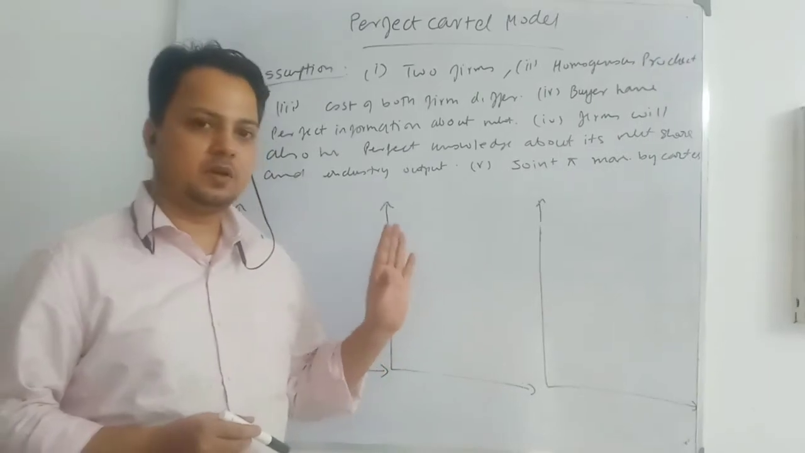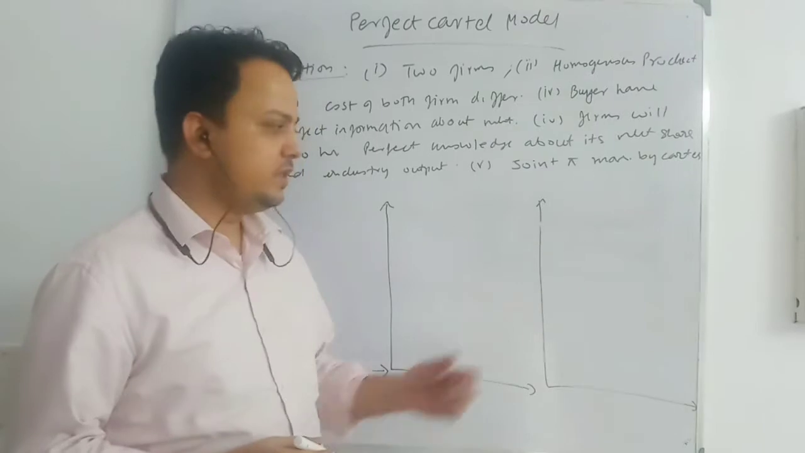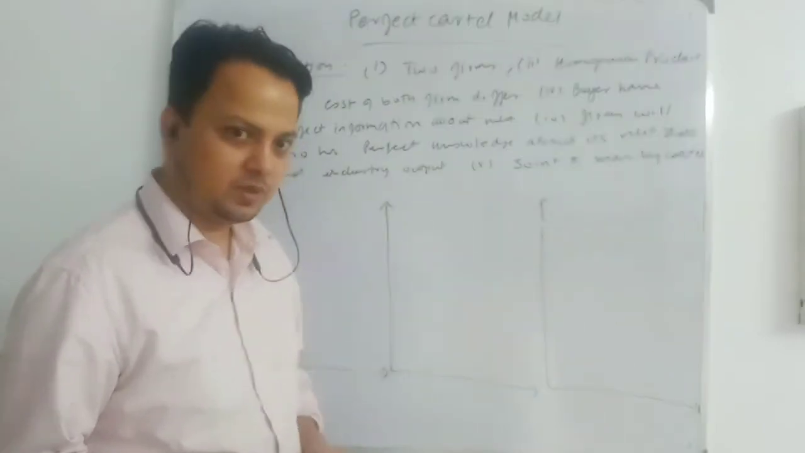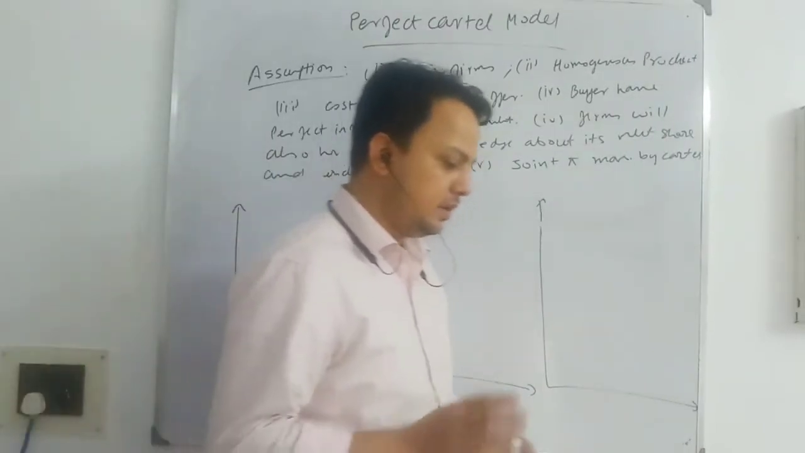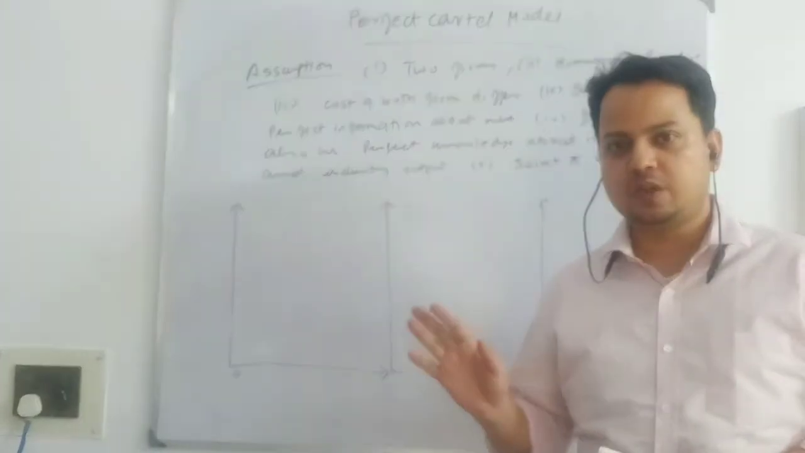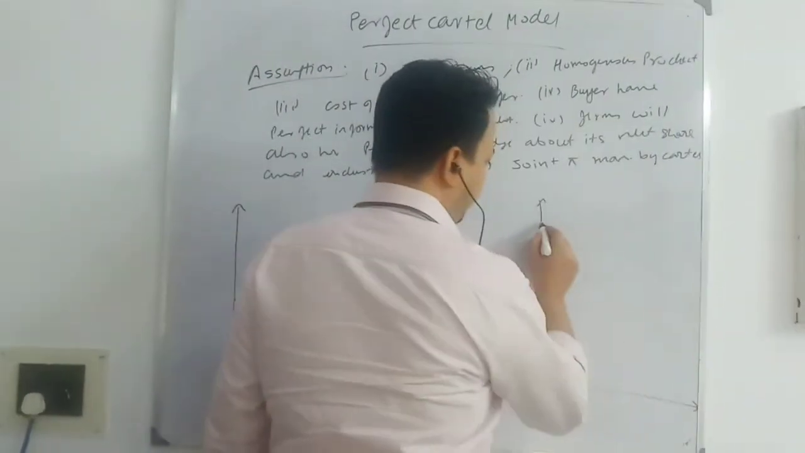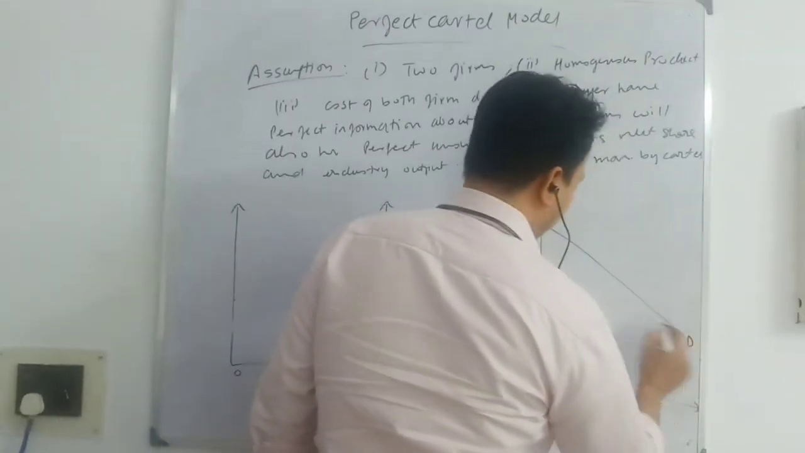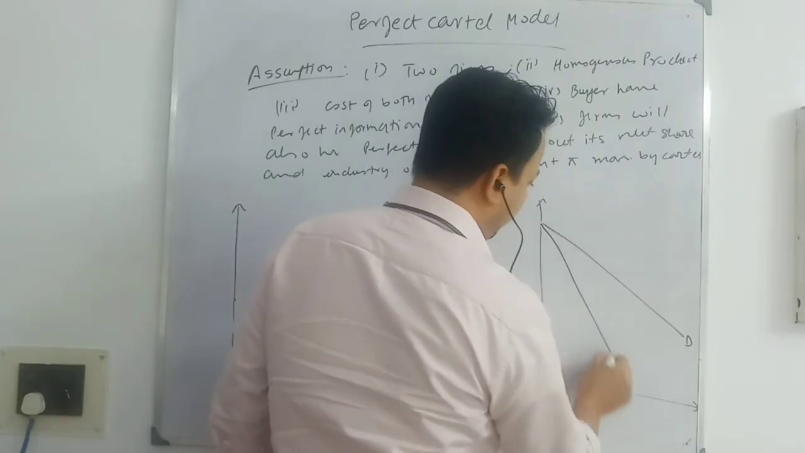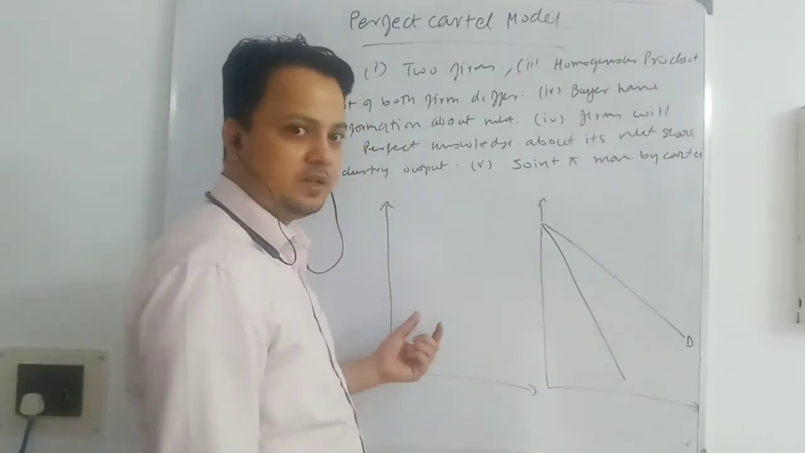So we have a cartel management board, and that management board estimates market demand and marginal revenue based on the information they gather. This is the market demand that they estimate, and this is the marginal revenue that they estimate. This is what they have collected as information.